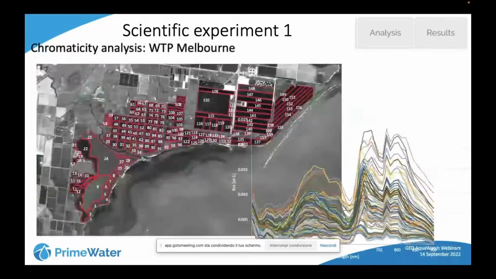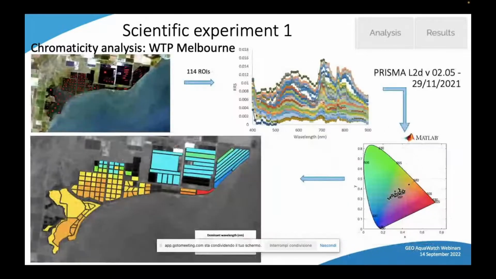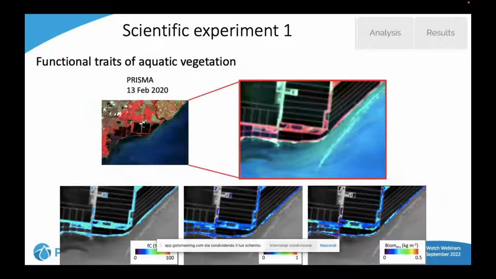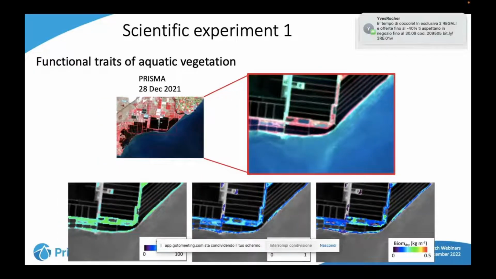Another example for the water treatment plant in Melbourne. Here we use the color, so we synthesize the hyperspectral information in dominant wavelength to provide maps which are maybe more synthetic and ready to be used for different purposes. And we did this experiment on Prisma also with respect to the aquatic vegetation, in particular for mapping fractional cover, the dry weight of biomass, and the leaf area index.